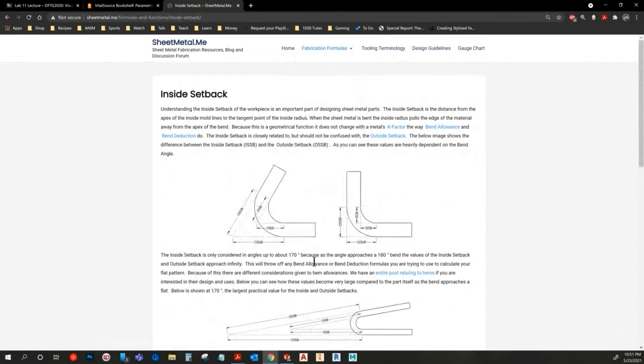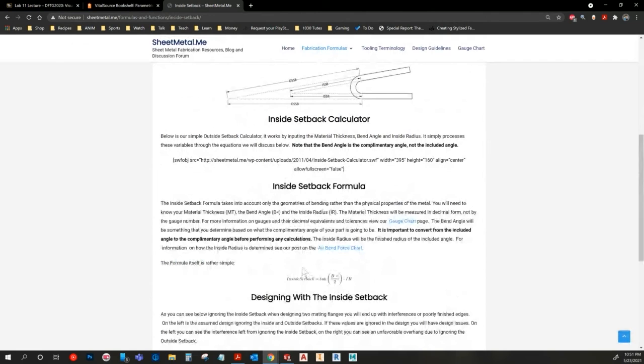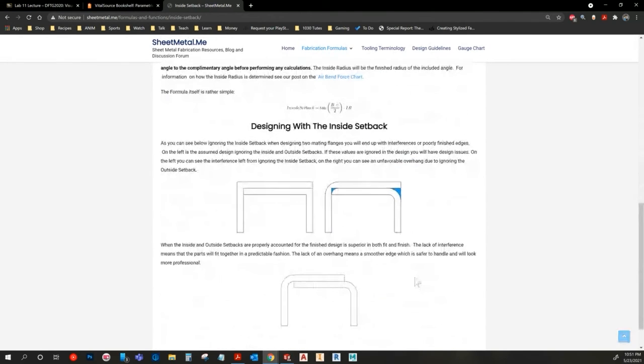Other than that, a similar concept, and this one's actually really easy to calculate, is that the inside setback and outside setback are basically how far from that round to the theoretical vertex, as if there wasn't a bend. That's basically what's going on there. And they showed what it would look like on an angle. It's a little more pointy, but same concept. And here's your formula. Outside setback isn't too bad.